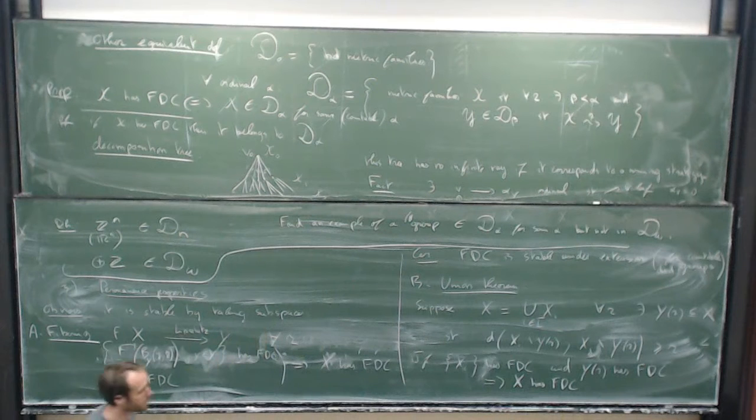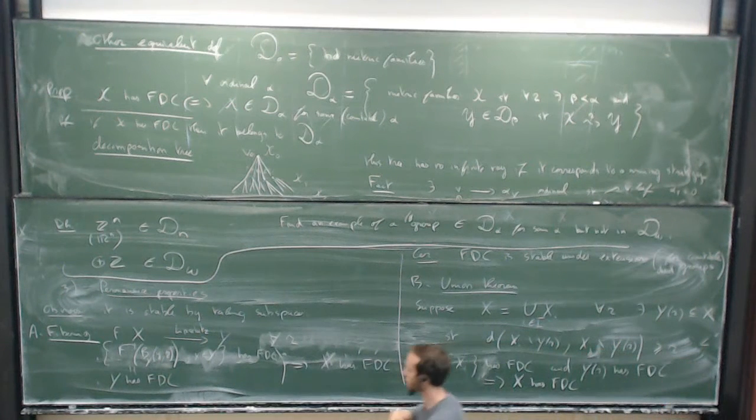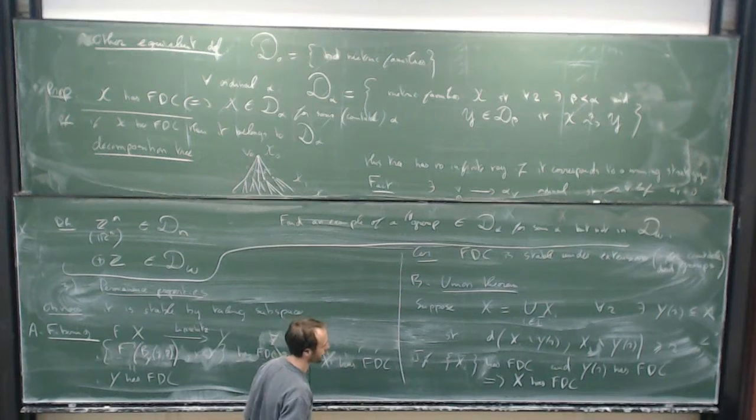This is again very easy. You just decompose it as a union of Y_R, so given N, the family X_i, the union of the X_i's minus Y_R. So in one step of decomposition, you just have to use the fact that these things have FDC: Y_R, and the collection of X_i's.